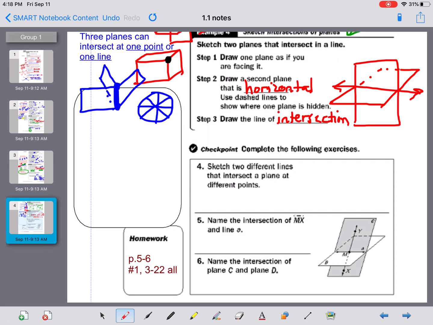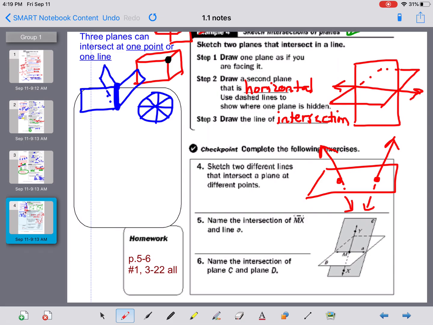Number 4 says sketch two different lines that intersect a plane at different points. So here's my plane. This one came through and touched the plane right here. This one came through and touched the plane right here, okay? It doesn't have to be super complicated, okay? All right, last two, and again, when we name something, one of the most important things is how we name it.